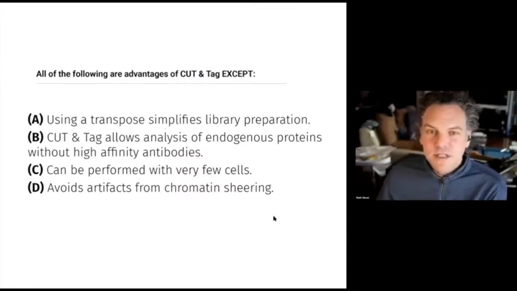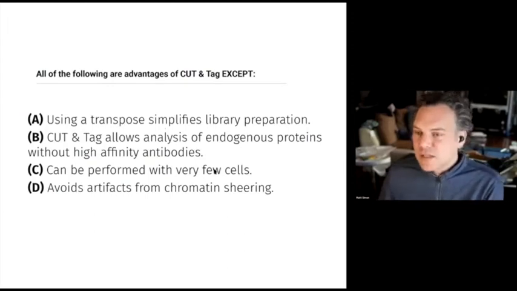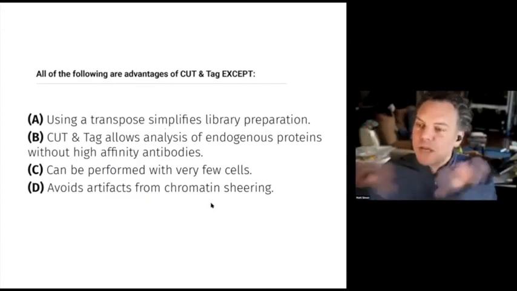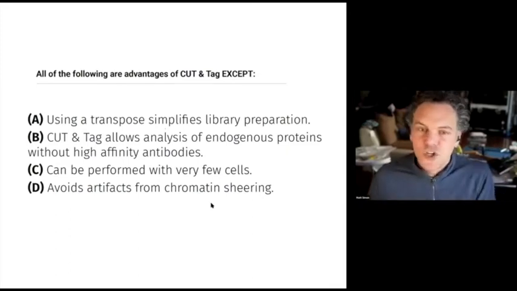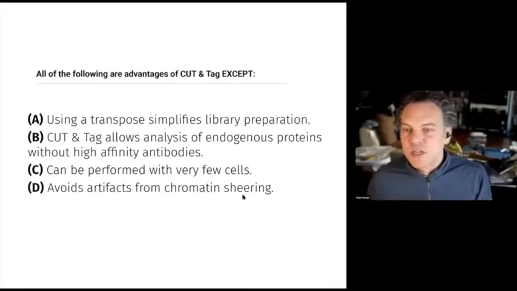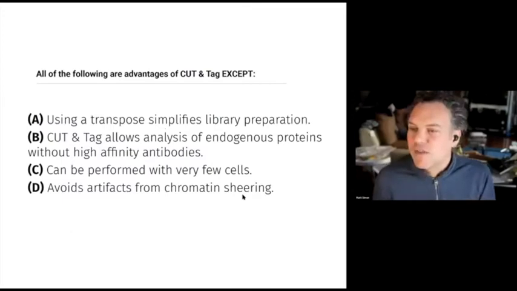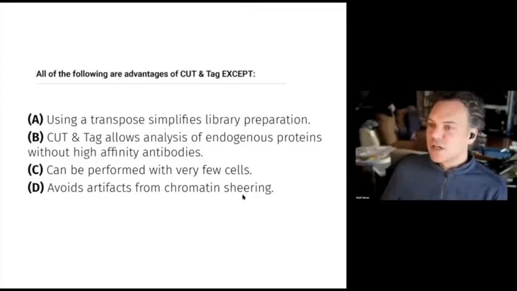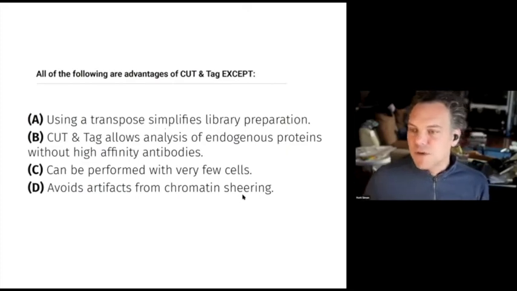However, it definitely simplifies library preparation. CUT&Tag, because it simplifies library preparation, allows you to perform it on very few cells. And because the transposase can go into the double-stranded DNA without it being sheared, you don't need the chromatin shearing step. So any of the weird artifacts that happen because of needing to shear chromatin aren't issues. Any questions about that before we move on?